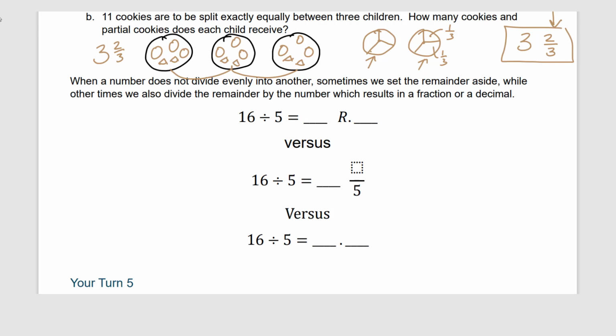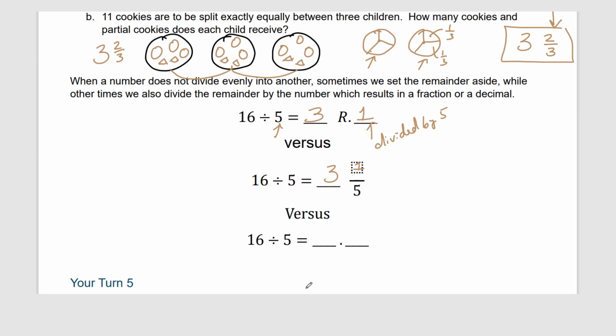So I want to show you another example of that. 16 divided by 5, we already said 5 goes into 16 3 times with a remainder of 1. If we were talking about splitting a cookie amongst 5 individuals, each of those individuals would get 1 divided by 5. The remainder would have to be divided into 5 equal pieces. So another way to represent this is 16 divided by 5 is 3 1/5.